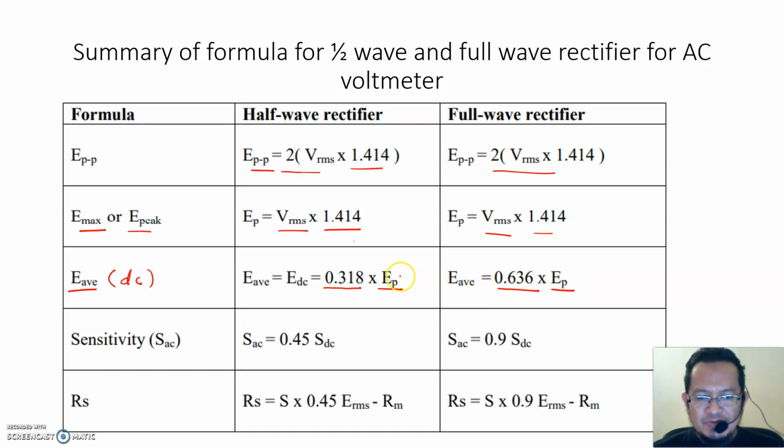You can also relate this to RMS voltage by putting this into here to relate between RMS voltage. So the AC sensitivity for half rectifier is 0.5 multiplied by S_DC, whereas for full rectifier is 0.9 multiplied by DC sensitivity.